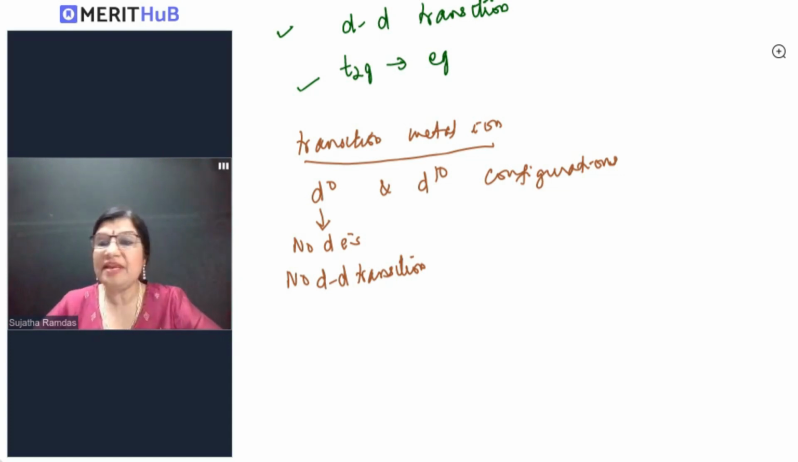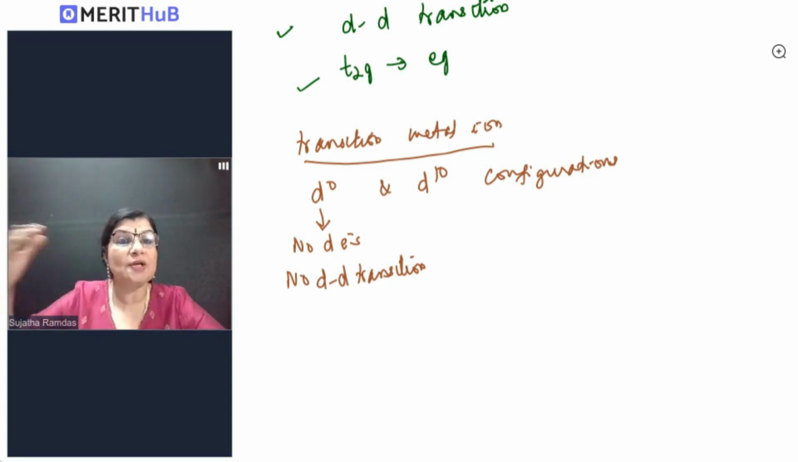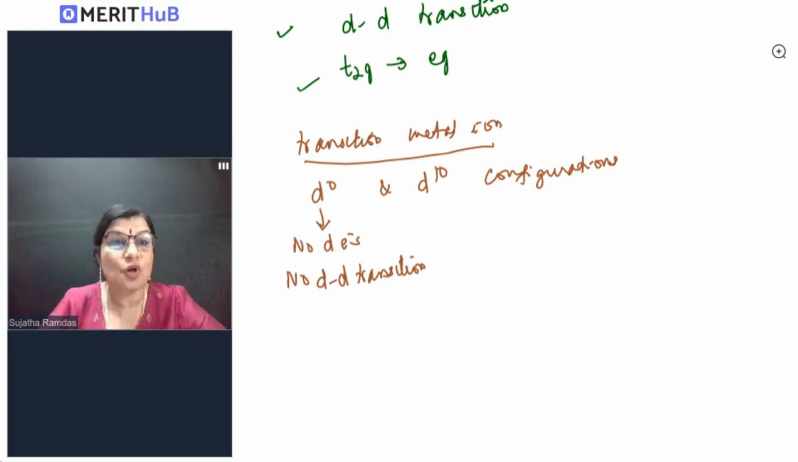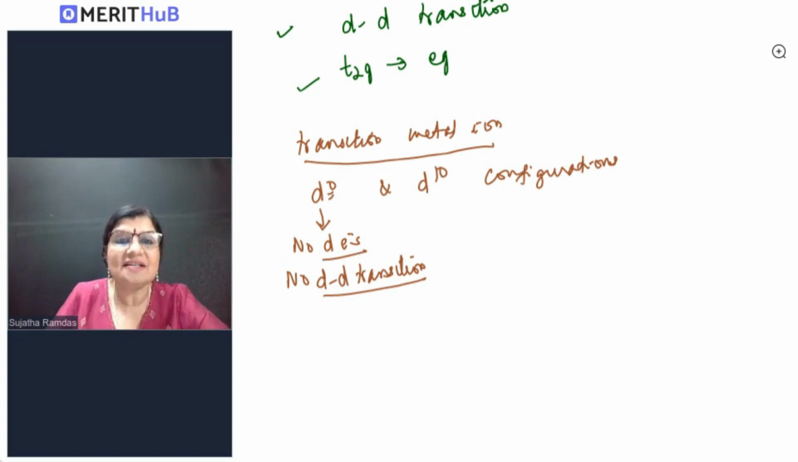Splitting will happen whenever ligands approach a transition metal ion. After the splitting happens, for the electrons to undergo transition, there should be electrons in the d orbitals. So if there is a d0 configuration, the t2g orbitals are empty. So there are no d electrons for d-d transition. And if no d-d transition is possible, no frequency is absorbed from the visible light, as a result of which such complex ions will be colorless or white.